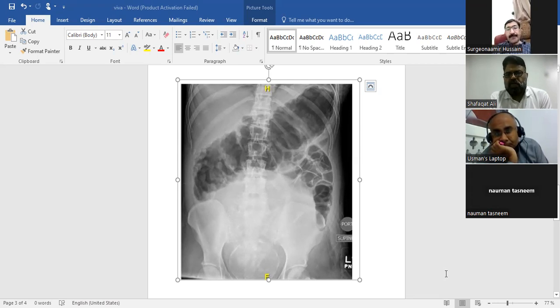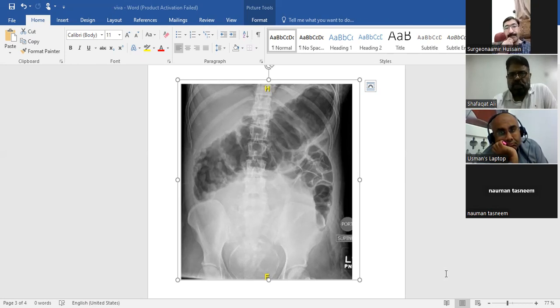Okay. So why are you thinking volvulus in this patient? Because the distended loop is going up in the left hypochondrium. Okay. No, you have discussed with your radiologist.